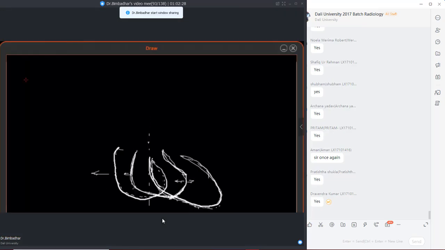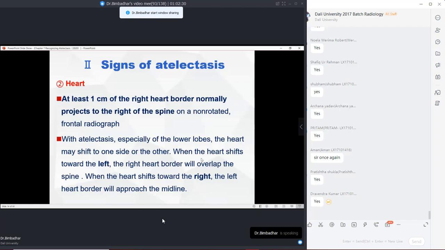Can everybody see the screen here already? Can everybody see? Okay, right.